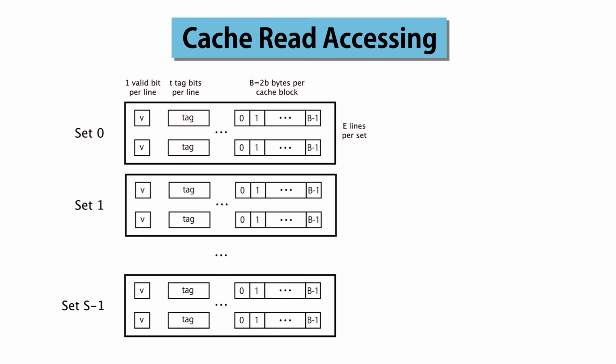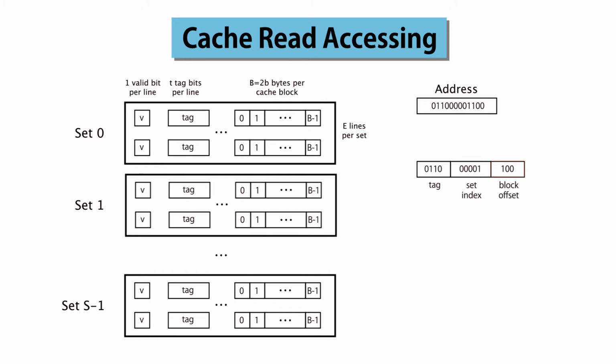Given an address, we need to determine if the contents of that address are currently held in the cache. To make things concrete, let's suppose that addresses in our system are 12 bits long. Our cache then must be designed for 12-bit addresses. Here's a sample address for this system. When determining whether this address is stored in the cache, we break the address into 3 fields: the tag field, the set index, and the block offset. In this case, the tag field is 4 bits, the set index is 5 bits, and the block offset is 3 bits.